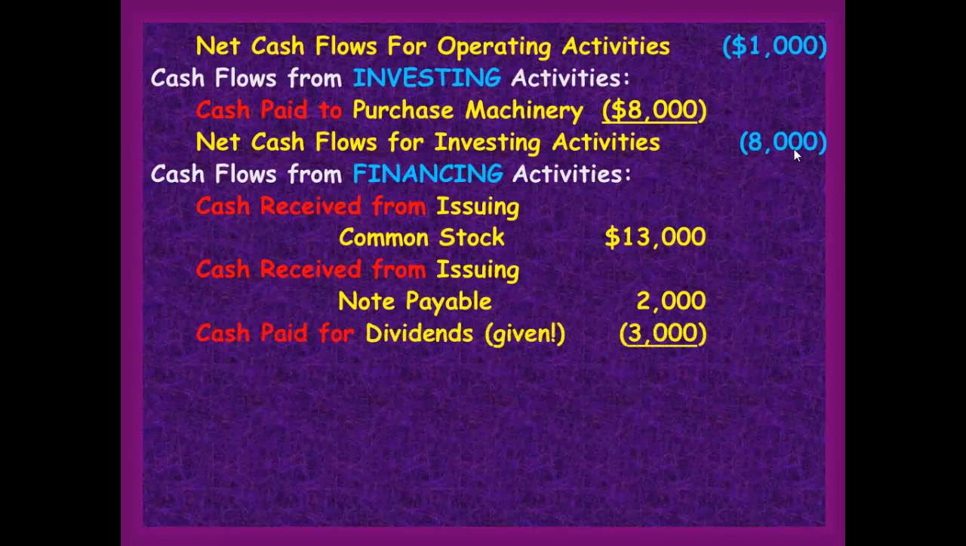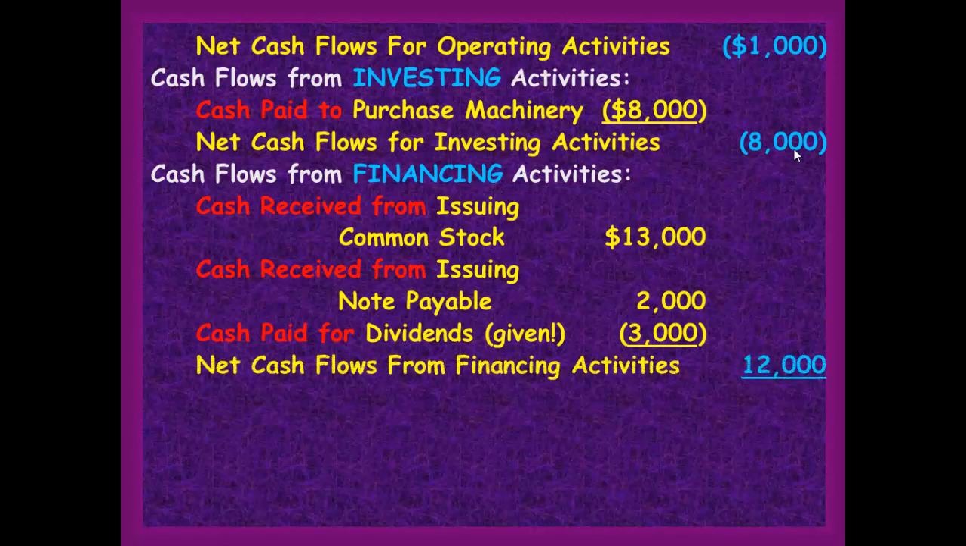We'll put parentheses around that because that is an outflow. And I gave you the amount there. I could have complicated that. I could have told you the beginning and ending balance in cash dividends payable and had you figure that amount then. So for financing, I've got plus 13, plus 2, minus 3. My overall cash flows from financing activities then are a positive 12,000.